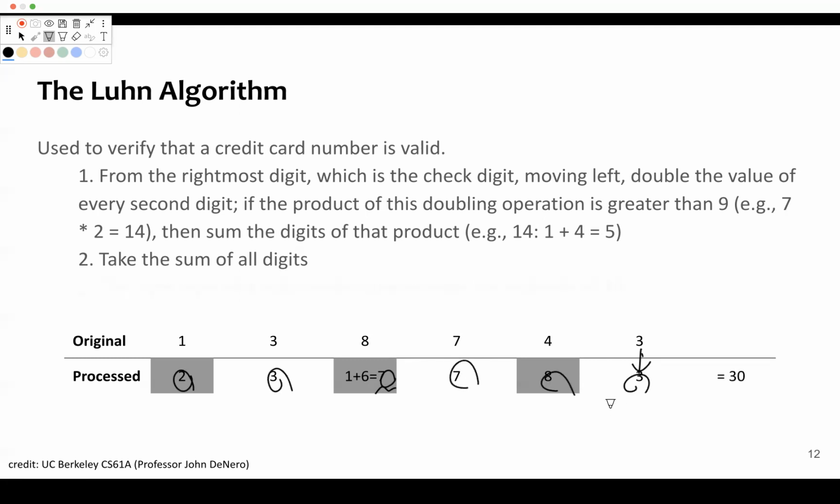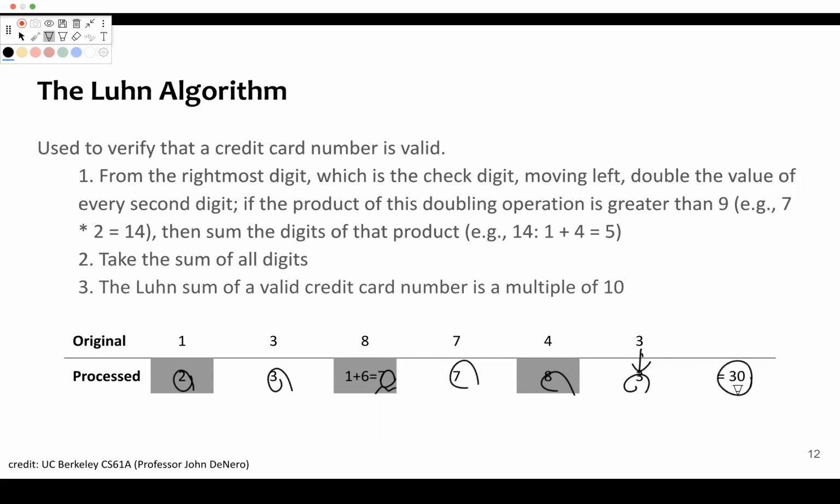All right. And the Luhn sum of a valid credit card number is a multiple of 10, like this. So this is a valid credit card number.